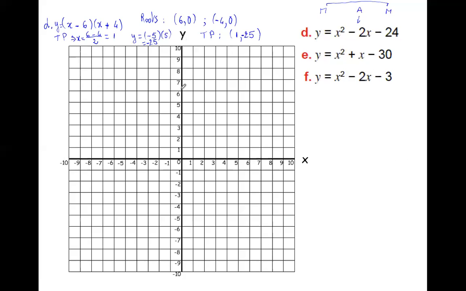So, how do I find my y-intercept? When x equals 0, that's my last point. We just write y-intercept: x equals 0, 0 minus 0 minus 24, negative 24.